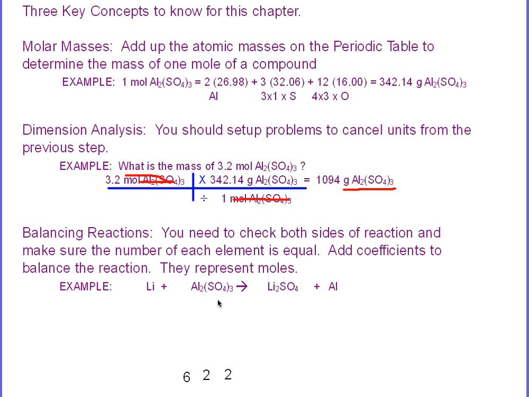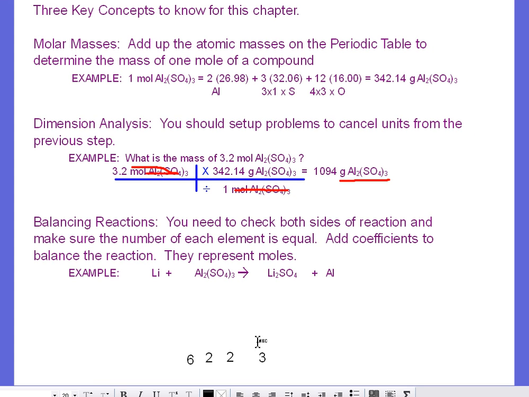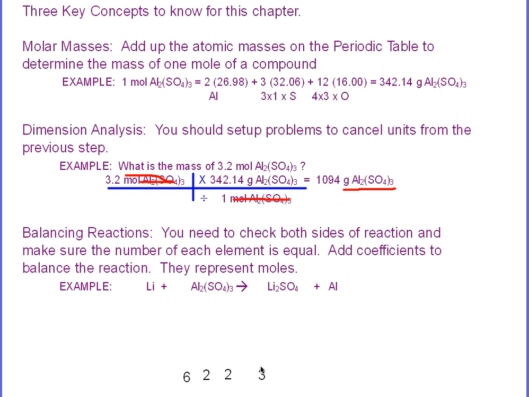We have 3 sulfates. Okay, 3 sulfates. That means we're going to have to add probably a 3 here, which is going to also impact the aluminum. So we need to put a 3 here, which will give us 3 times SO4, and we have 3 times SO4 on the other side. And we have 3 times the 2 lithiums, and 3 times 2 is 6. So I need to have 6 lithiums.